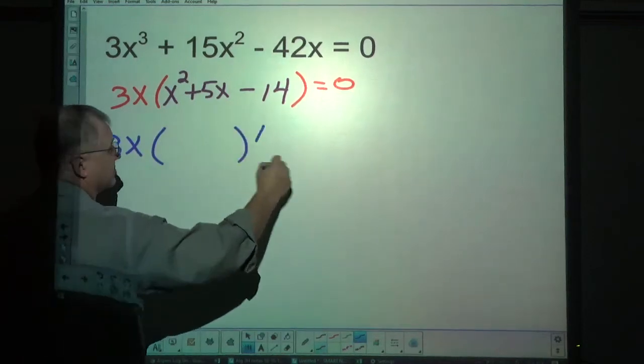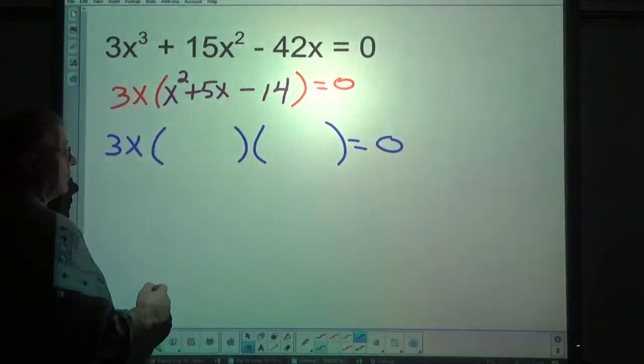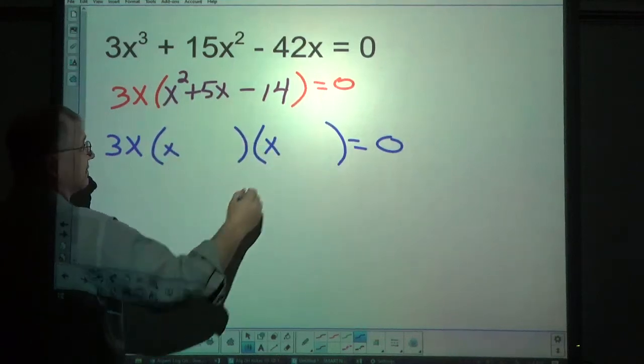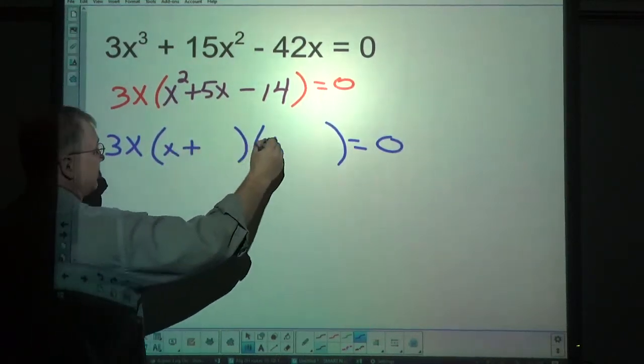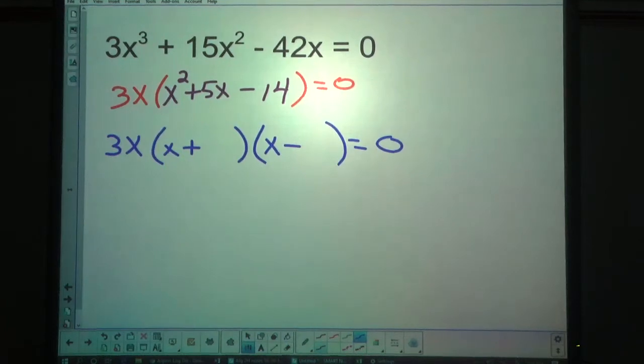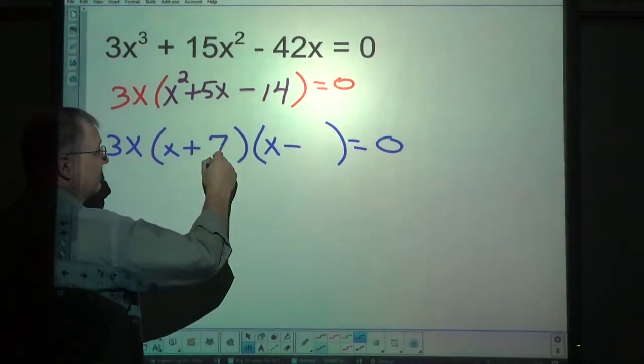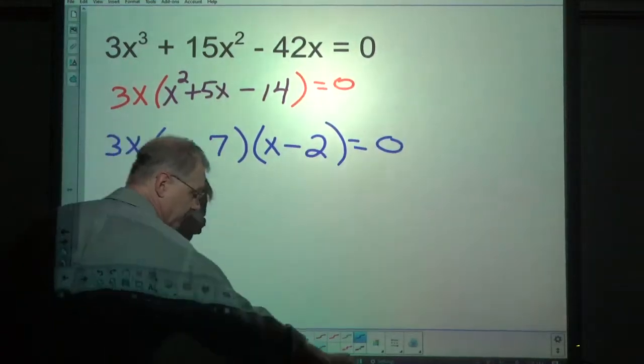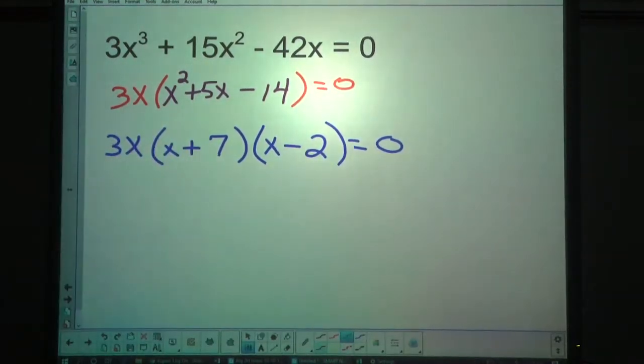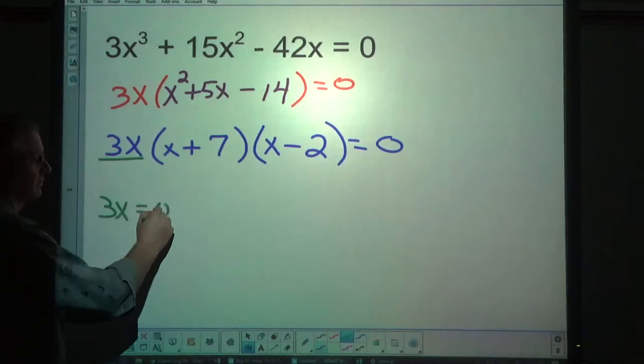x, two sets of parentheses, x in the beginning of each, a plus and a minus. 7 times 2 is 14, differs by 5, so 7 positive, 2 negative. Now, this is different from the previous ones where we had a term on the outside like this. This one includes a variable. If you have a variable on the outside like that, you need to make sure you set that equal to 0 as well. So 3x equals 0.